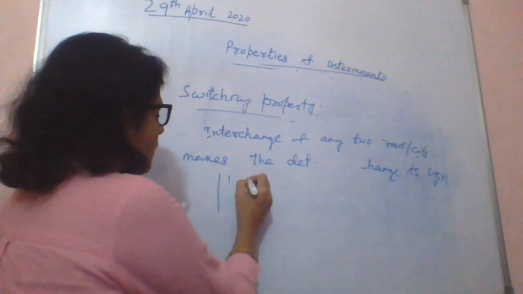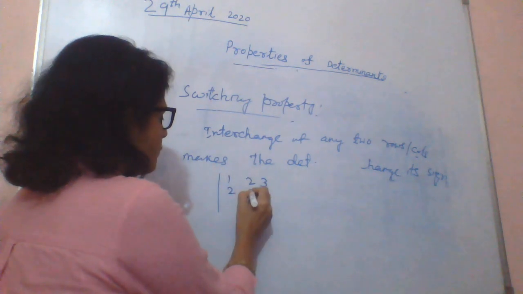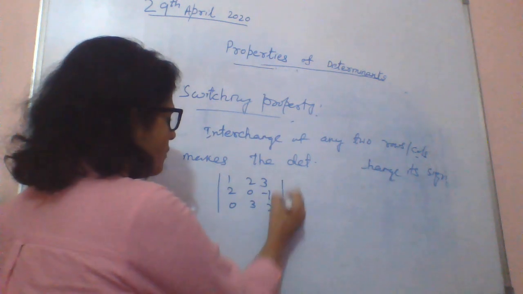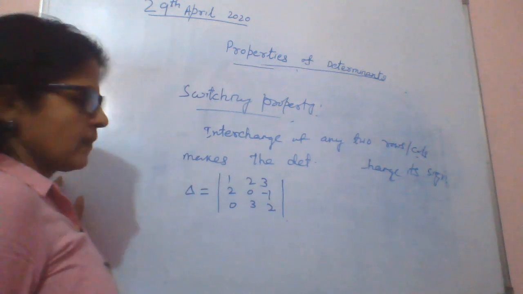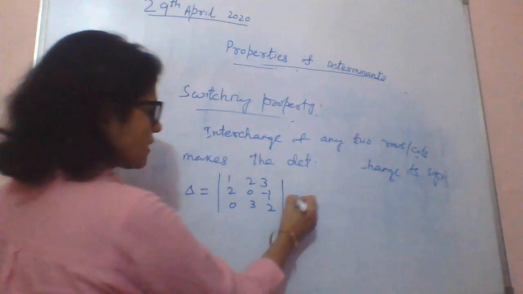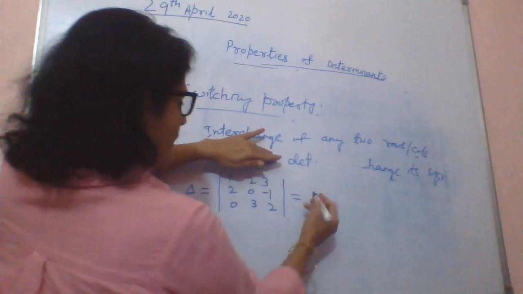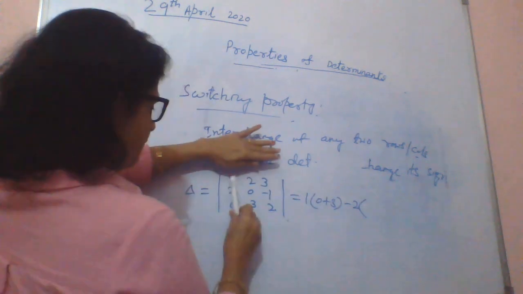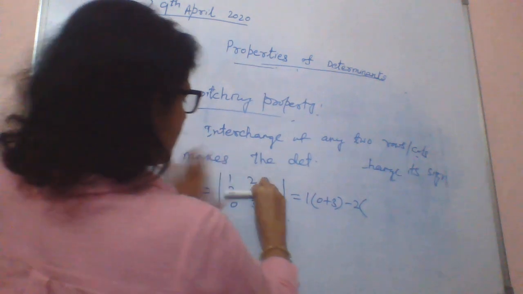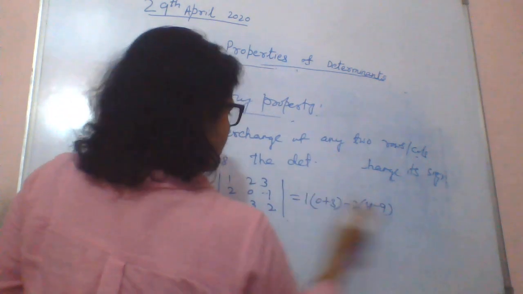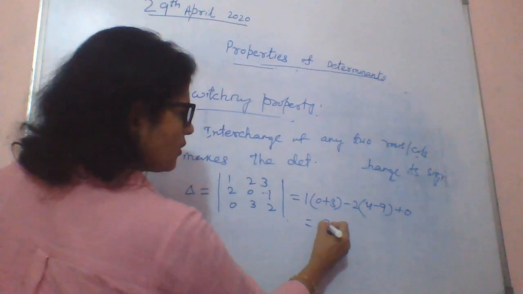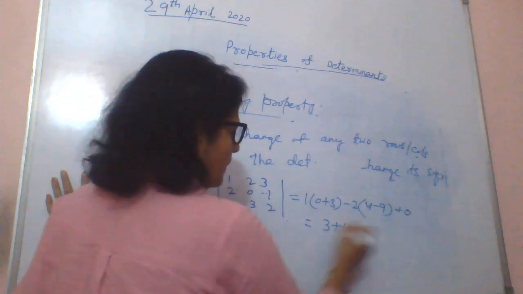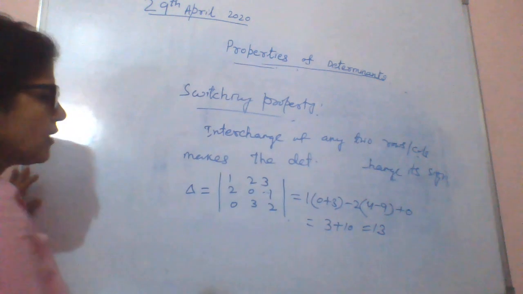suppose 1, 2, 3, 2, 0, minus 1, 0, 3, 2. Okay, this is the determinant. Now before interchanging, let's see its value. So 1 into 0 minus 0 plus 3 minus 2 into 4 minus 9, okay, plus 0. So you are getting 3. Now minus 2 into minus 5 plus 10. You are getting 13.